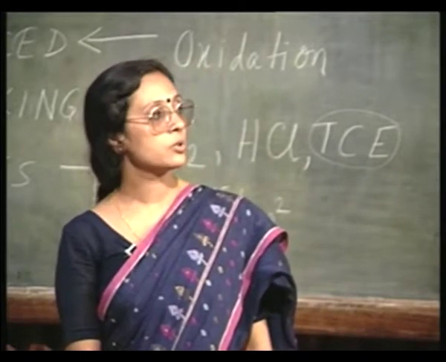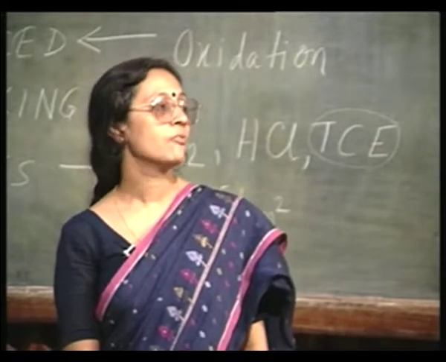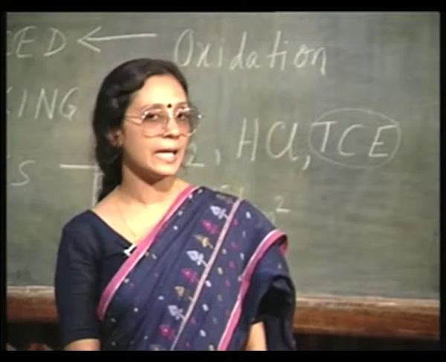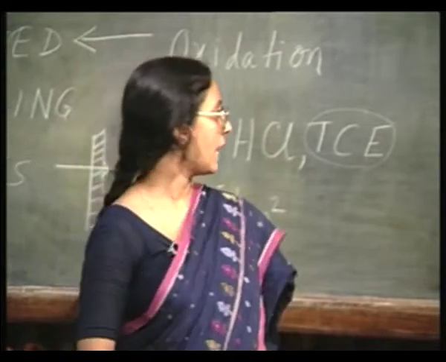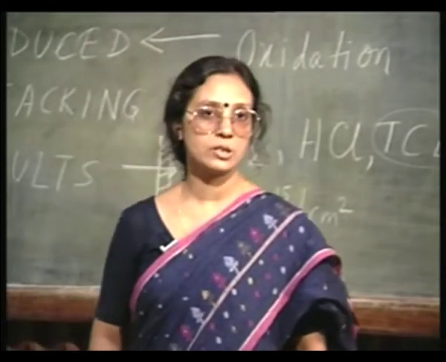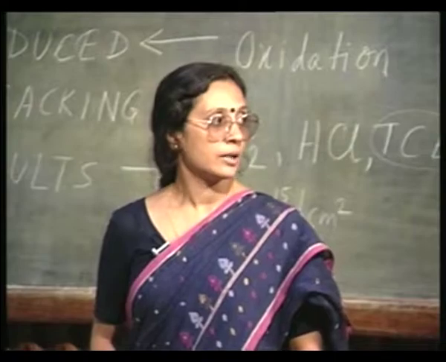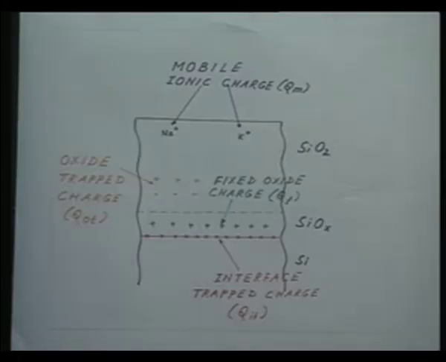One way to reduce this interface trap charge is to have a post oxidation annealing in hydrogen at comparatively lower temperature, that is at around 450 degrees centigrade. So, what happens in that case? The dangling bonds which are present at the interface, hydrogen reacts with silicon, satisfies these dangling bonds, and therefore the interface charge density is reduced.